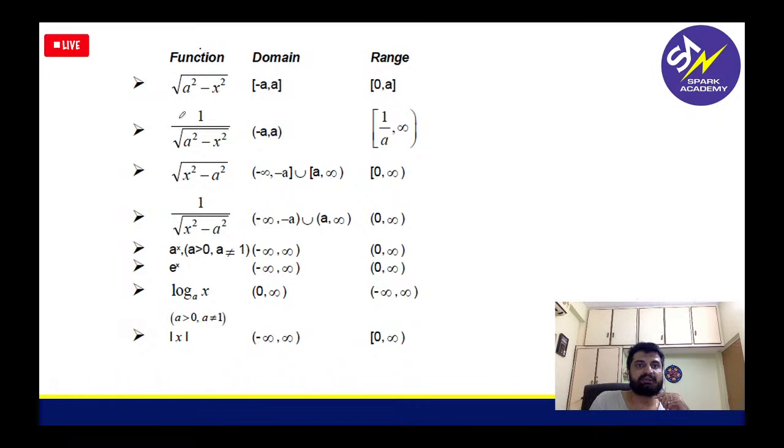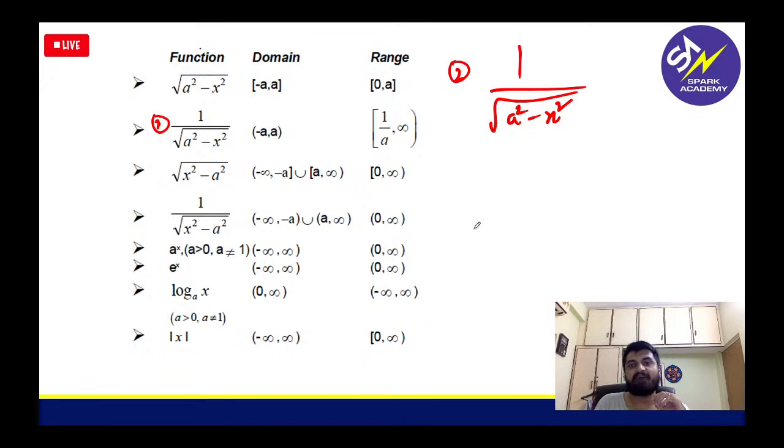So let us try to derive the second standard one, 1 by under root of a square minus x square. Now observe, you have a square root first of all, and in the denominator, you have a denominator term. So firstly, this a square minus x square has a square root. That should be greater than or equal to 0. That is the square root rule. But in the numerator-denominator rule, can it be 0? It can't be 0, right?